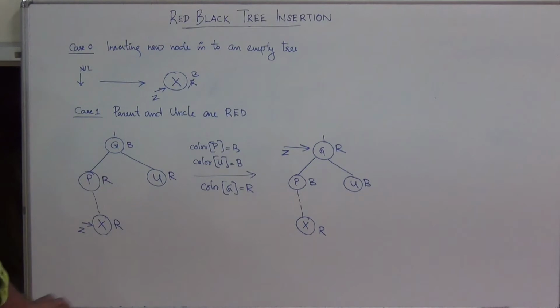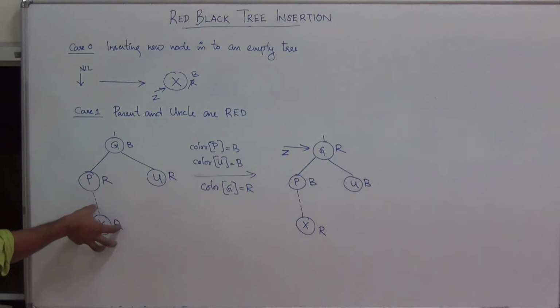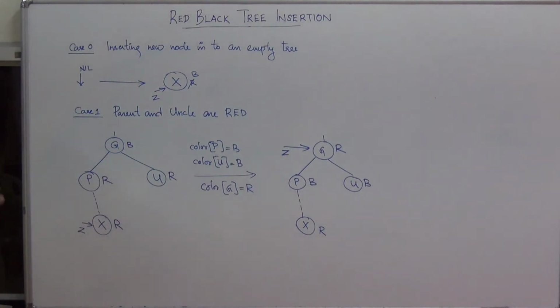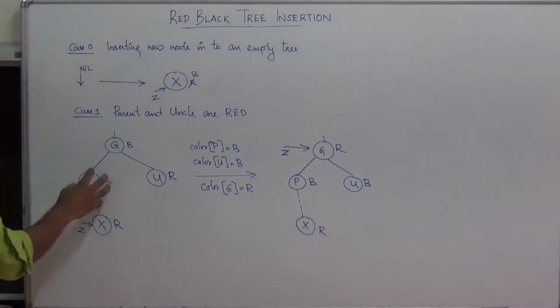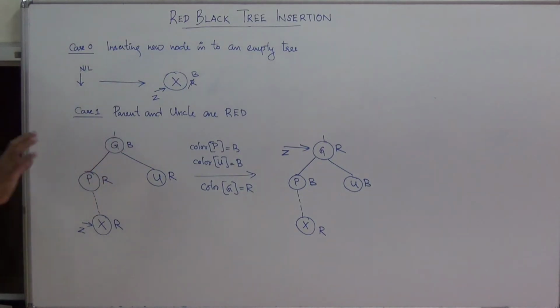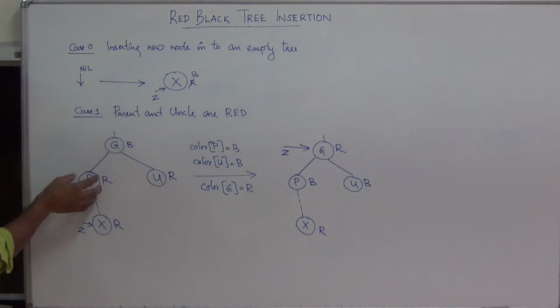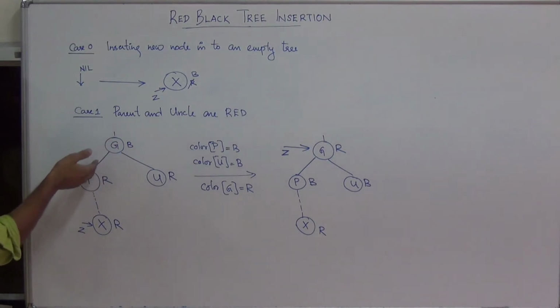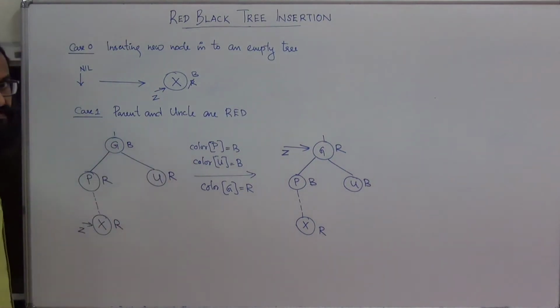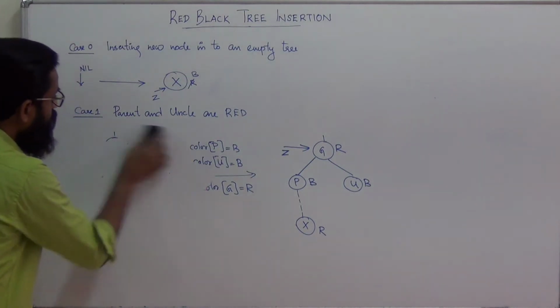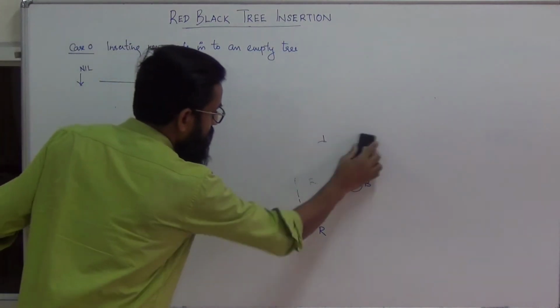Now in this case, orientation of new node doesn't matter, and again remember that the orientation of parent with respect to grandparent also doesn't matter, in the sense parent could be left child of its grandparent or it could be right child of its grandparent. That doesn't matter. Now we can move on to case 2.